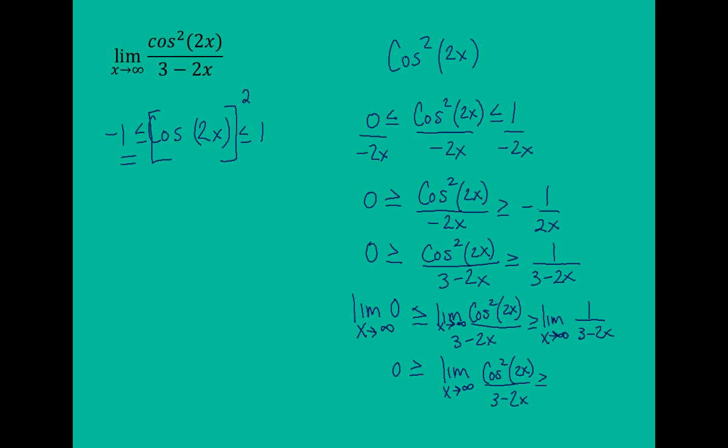And the limit of 1 over 3 minus 2x, as x goes to infinity, the denominator is still going to get larger and larger and larger in the negative direction, but it is still going to 0. So we can conclude that our limit equals 0.